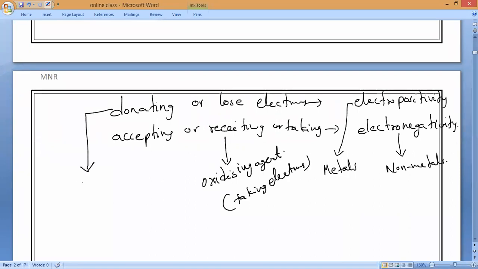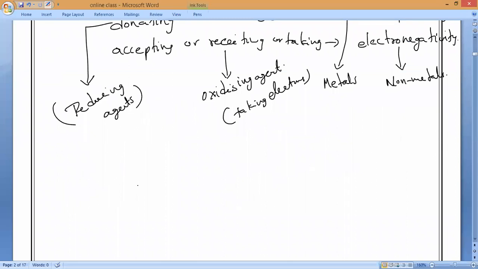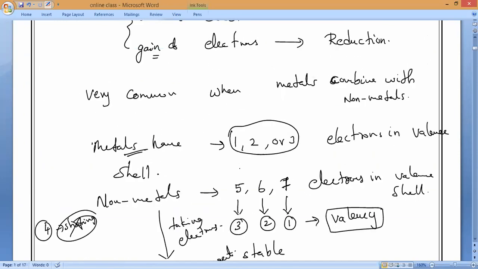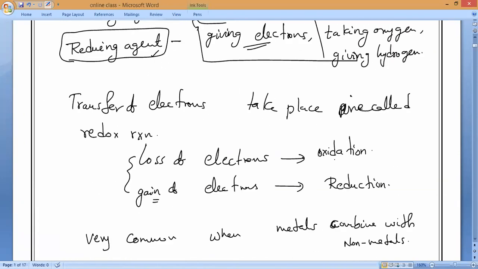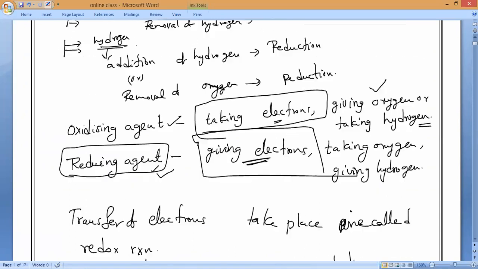By donating electrons, metals reduce others and get oxidized themselves. So what do we call them, guys? Reducing agents. Does everybody understand? That is what you have to remember: which is oxidizing, which is reducing. Loss of electrons is called oxidation, and gain of electrons is called reduction. But who loses, meaning gives electrons, is called the reducing agent. Who accepts the electrons is called the oxidizing agent.